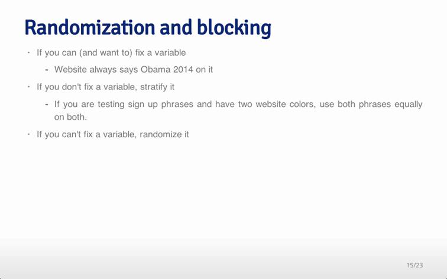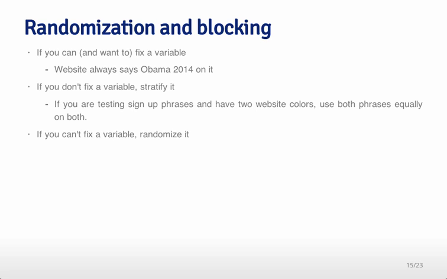So one way is you can fix a bunch of variables. For example, in the case where you're considering websites for Obama 2012, you can fix Obama 2012 on all the websites. There should be a 2 there. And then that way, that variable doesn't change no matter what the text is that you're showing people. So you fix that variable, so it can't be a confounder.